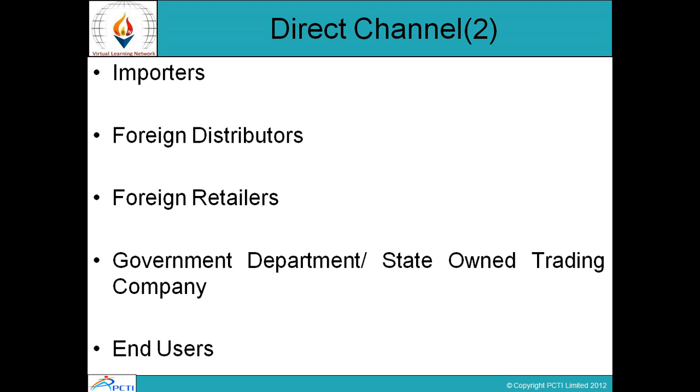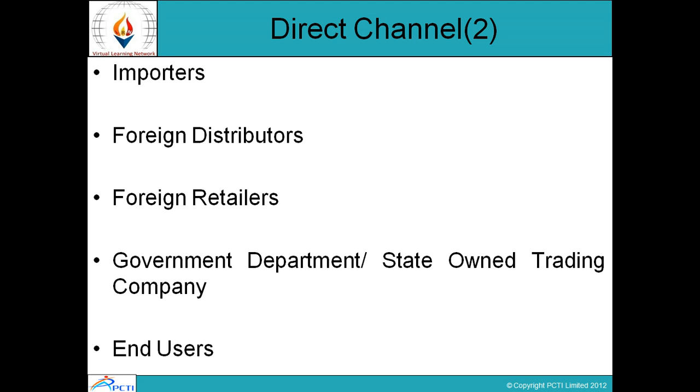When we talk about foreign retailers, if a manufacturer directly supplies to foreign retailers, it means the products in question are consumer products rather than industrial products. When we talk about government departments or state-owned trading companies, in some countries government departments or government-owned companies buy large quantities of certain goods, often on a long-term basis, directly from the supplier.